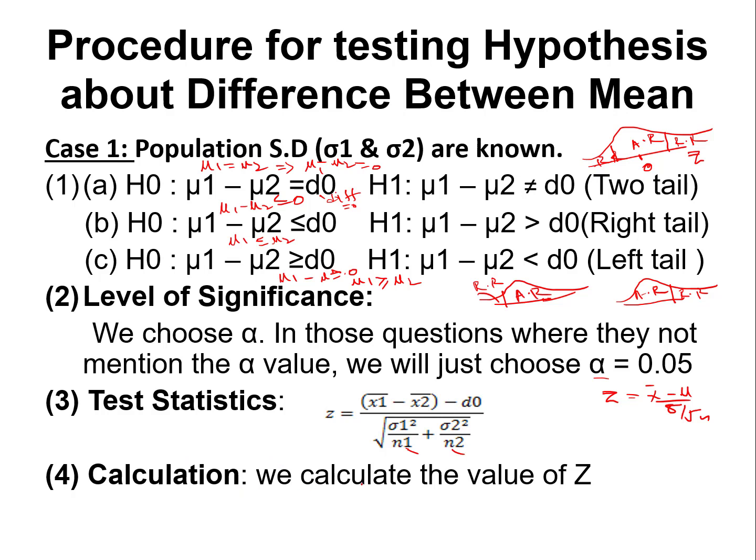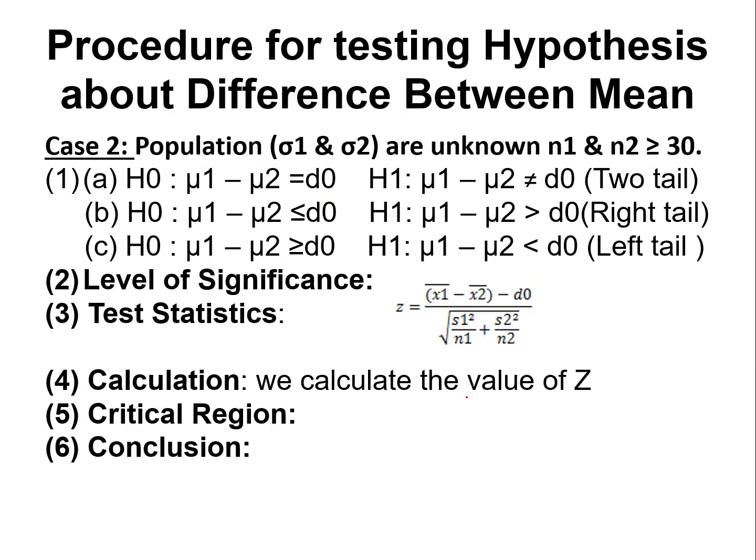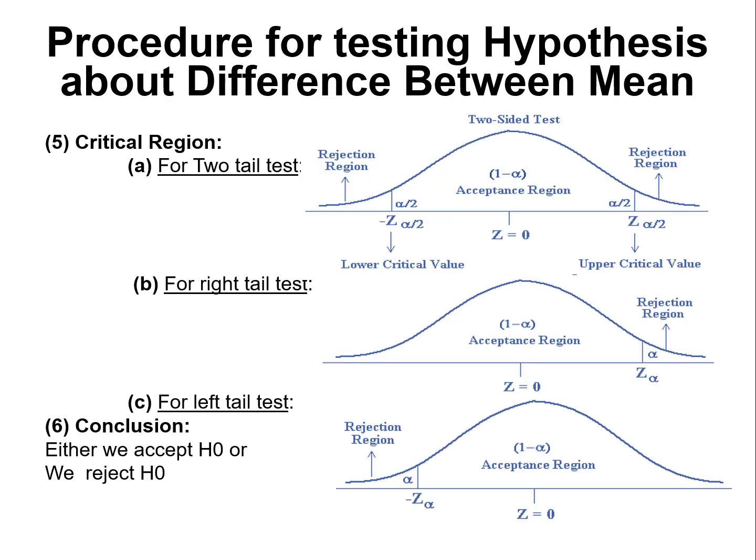Then the fourth step will be the calculation. We will feed all these values in and calculate the Z value. Okay, so when you calculate the Z value, then the next section will be the critical region.